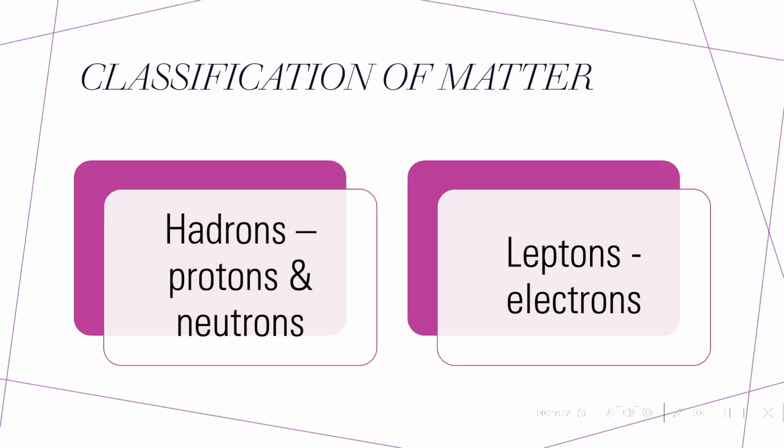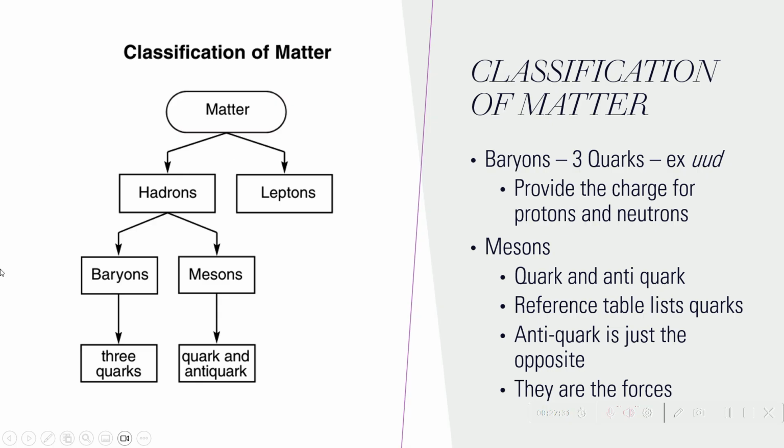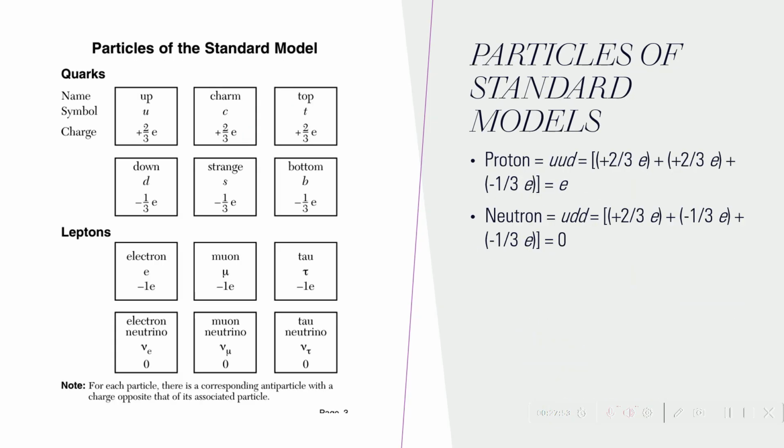Okay, classification of matter. Hadrons are the protons and the neutrons. Your leptons are your electrons. Over here, this is our neutrons. This is our nucleus. Our nucleus is our strong nuclear force and our weak nuclear force. In here is where the nuclear force is. So in the baryons is where we have our protons and our neutrons. And here is where we have our forces that keep everything bonded together.